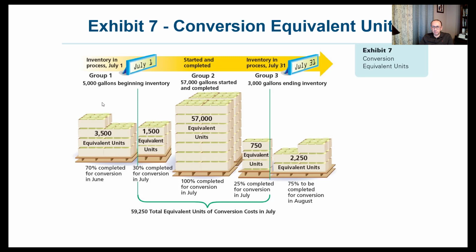The whole units, remember, we have 5,000, we have 57,000, and we have the 3,000. So here we have 5,000 that we started in June, and then we have 57,000 that we started and completed in July, and then we have 3,000 that we started in July, but we're going to complete in August. Again, the focus is on the conversion equivalent units, so it would be only these three numbers: the 1,500, the 57,000, and the 750.